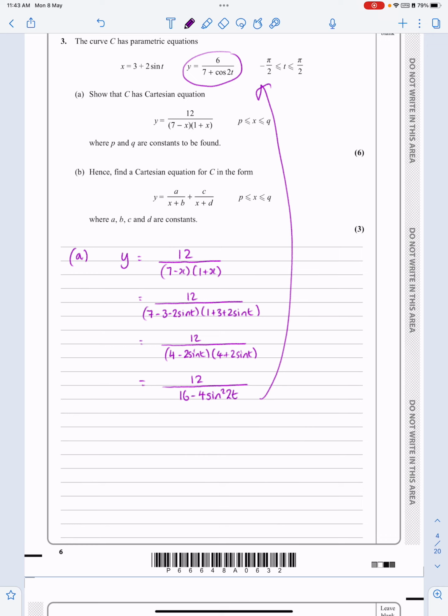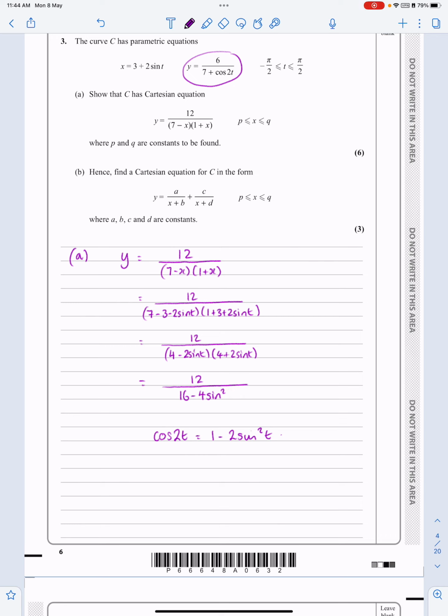Let's go back now and have a look at what I'm trying to get to here and what I've got so far. So I can see that the sine squared t is a good bit there. What I want to do then, if I'm going to do this, is to remind myself that cos 2t is equal to lots of things. It's equal to cos squared minus sine squared. It's equal to 2 cos squared minus 1, but it's also equal to 1 minus 2 sine squared t, okay?